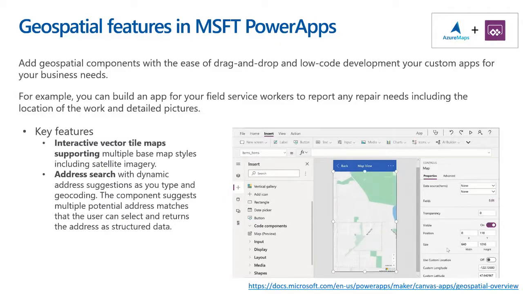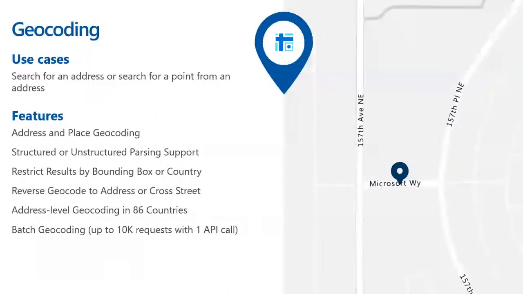Cool. And we have the geocoding as well, all the different use cases that you can see here. We have different features. This is basically for searching for an address or some point, and also validating an address, getting the auto suggestion, like the one I showed before, structured search, restrict results, and so on.